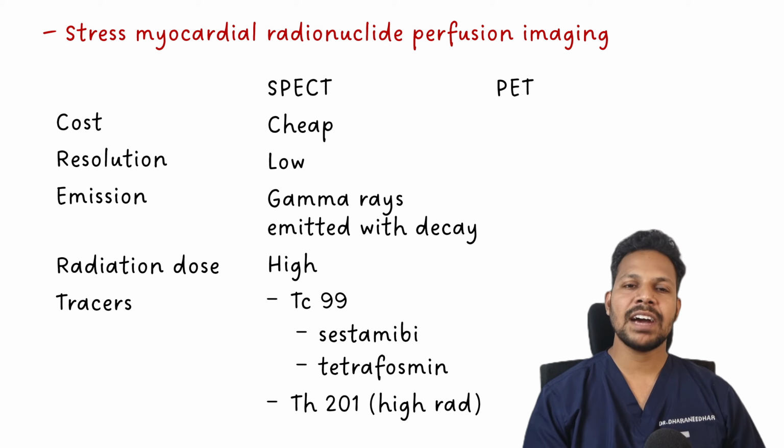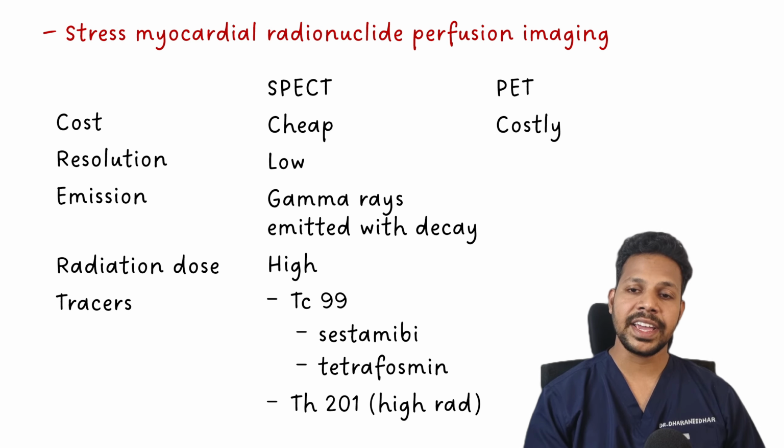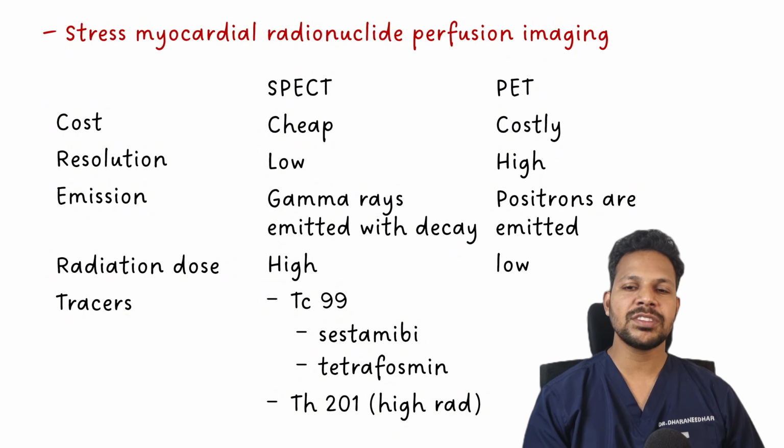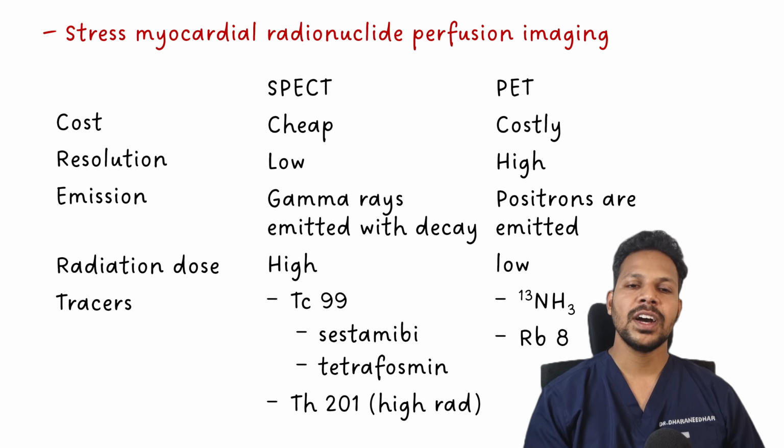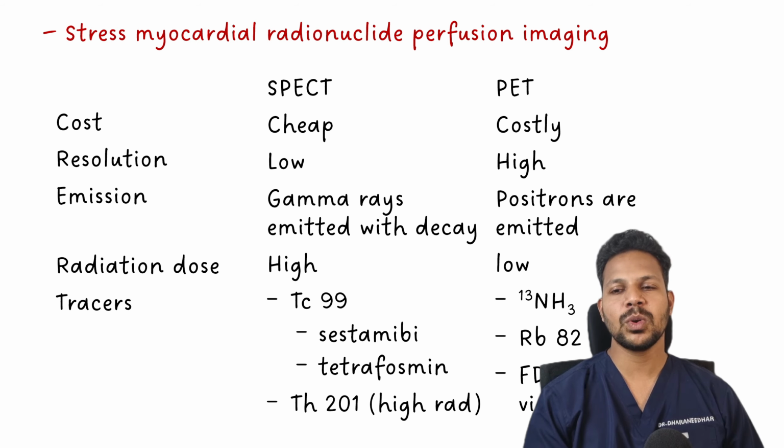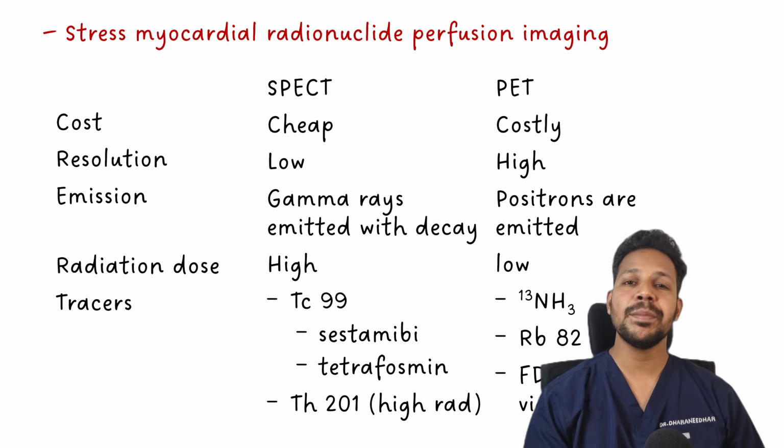And on the other hand, we have a PET scan where the cost is high, but the resolution is also high. And emission is positrons. Radiation dose is low, and the tracers that are commonly used are N13 ammonia, rubidium 82, and fluorodeoxyglucose can be used for assessing the viability of the myocardium.